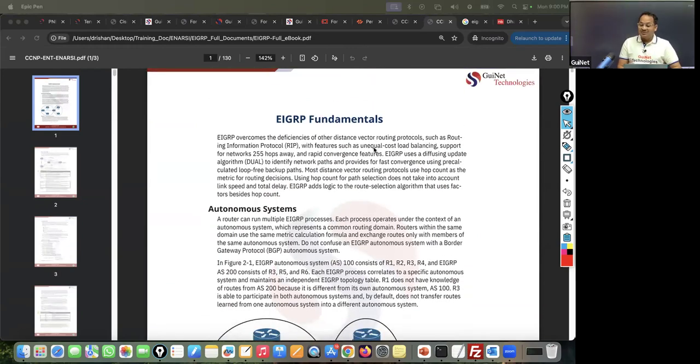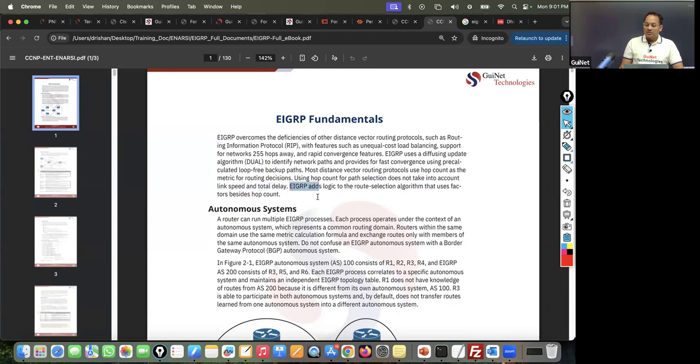Okay, they just mentioned one line. EIGRP uses the diffusing update algorithm, DUAL, to identify network paths and provide fast convergence using pre-calculated loop free paths and backup paths. Most distance vector routing protocols use hop count as the metric for the routing decision. Using hop count, path selection does not take into account link speed and total delay. EIGRP adds a logic route selection algorithm that uses factors beyond hop count.